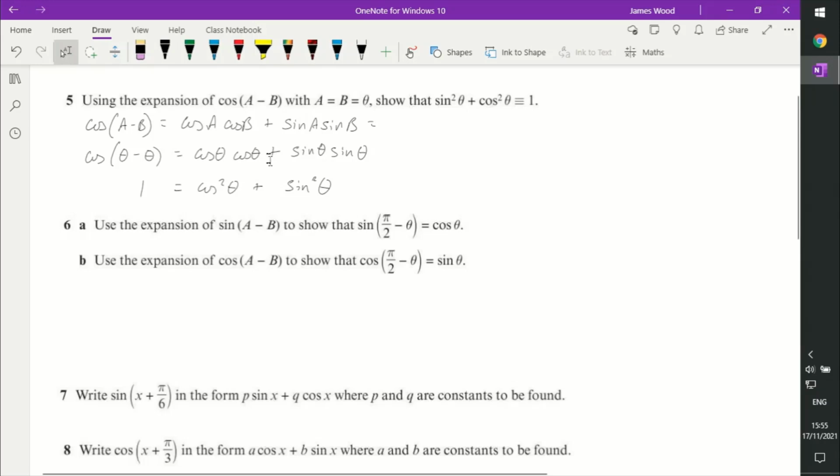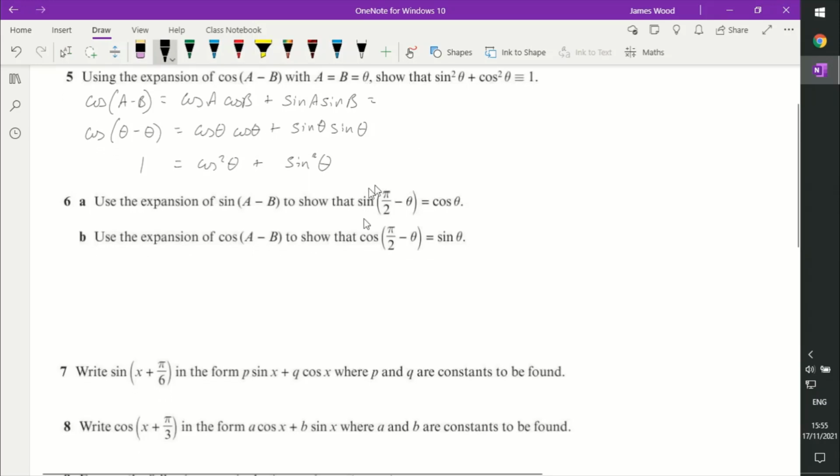Okay. This next one, number 6. Use the expansion of sine A minus B to show that sine pi over 2 minus theta is cos theta. So let's use the expansion. So sine A minus B, that is sine A cos B minus sine B cos A. And now if we substitute in pi over 2 and theta as A and B.